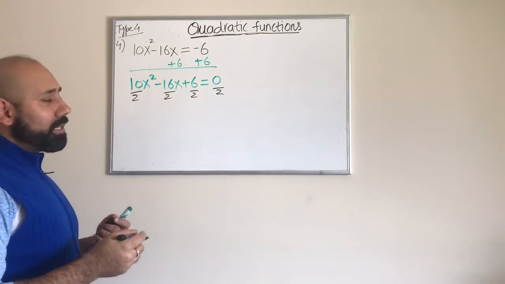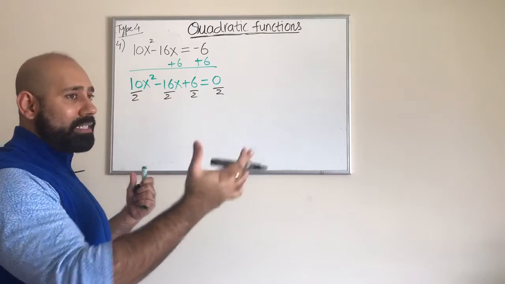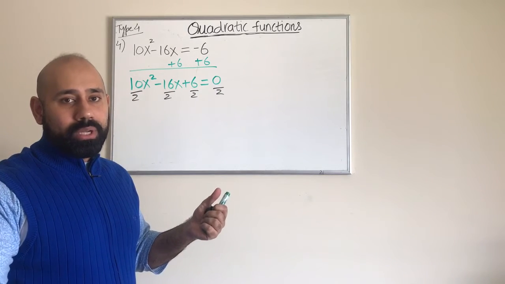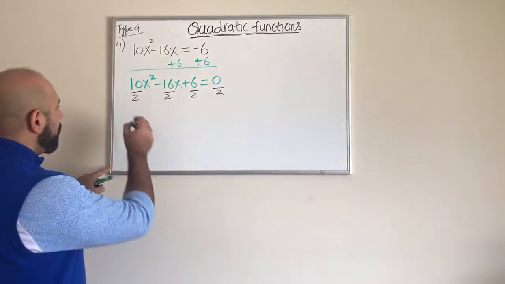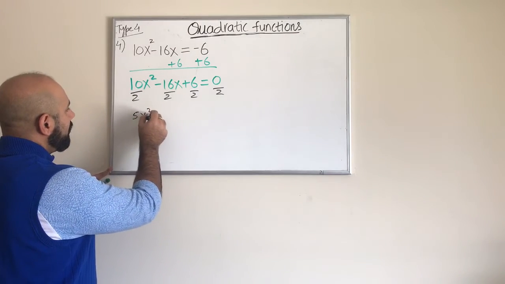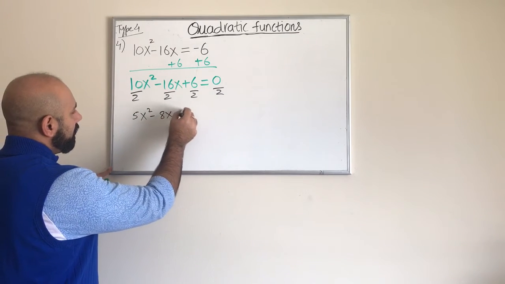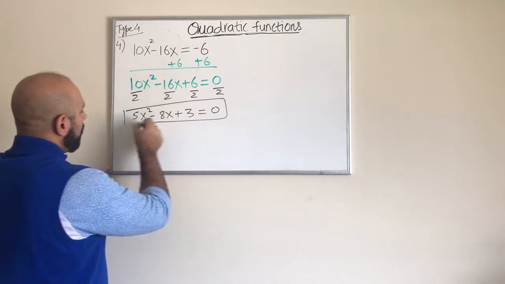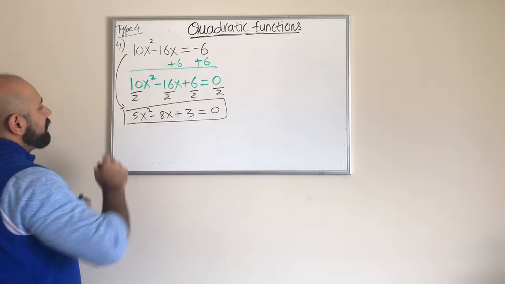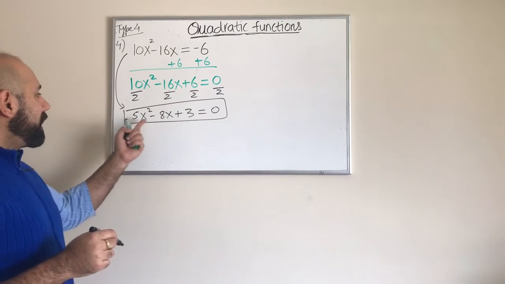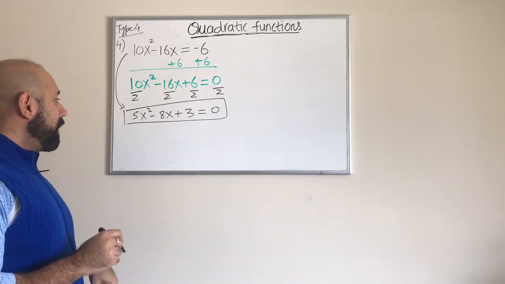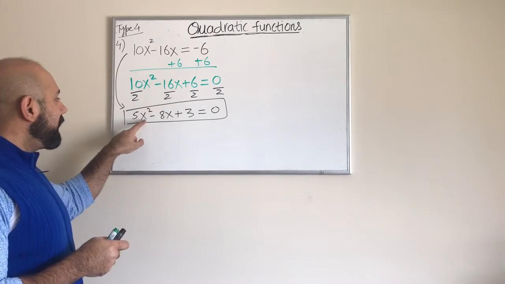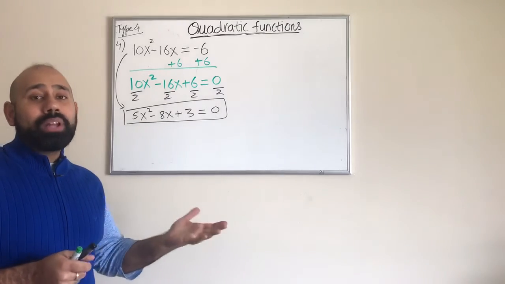And we can do that because dividing by 2 on the right hand side is not going to change the right hand side. 0 divided by 2, we're still going to end up with a 0. So this becomes 5x squared minus 8x plus 3 equals 0. So the given equation is slightly transformed, and now we are looking at this equation right here. Okay, it is still a little bit more complex than the previous one because the coefficient of x squared is 5. It's not 1 anymore.